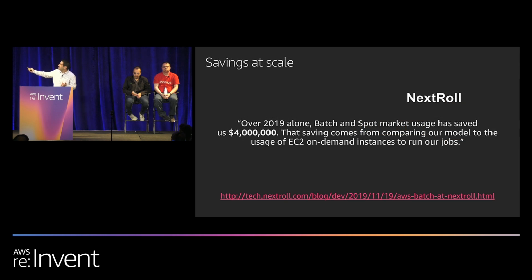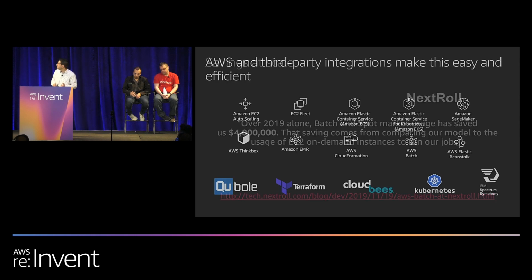Finally, another example of a customer, Nextroll. They just published a blog post in 2019 using Batch and Spot together. They've been able to save $4 million just by using Spot and Batch together. So a very powerful statement from a customer who said, we've been able to save at scale through the integration of Batch and Spot, two services that we use heavily.